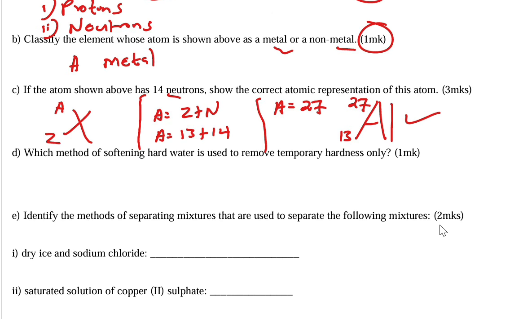Part D. Which method of softening hard water is used to remove temporary hardness only? You know that we have two types of water hardness: temporary water hardness and permanent water hardness. The one that is used to remove temporary hardness only is boiling. So it is the boiling method. This one is for removing temporary water hardness only. So the answer is the boiling method.